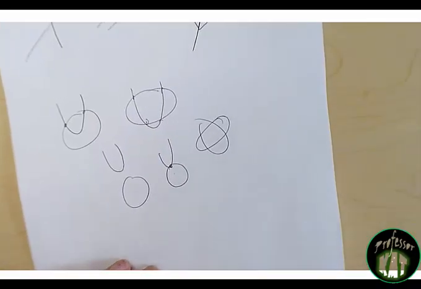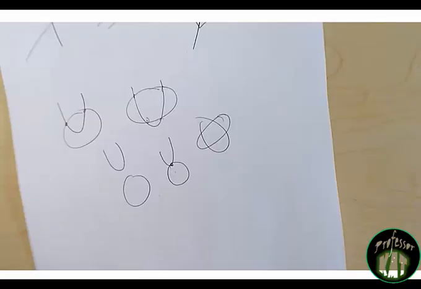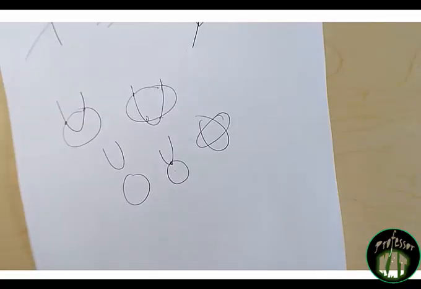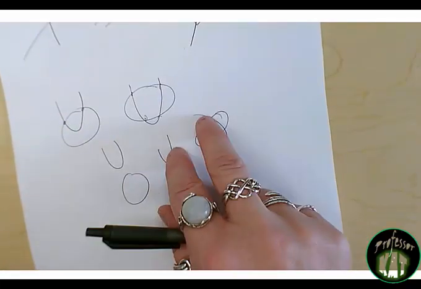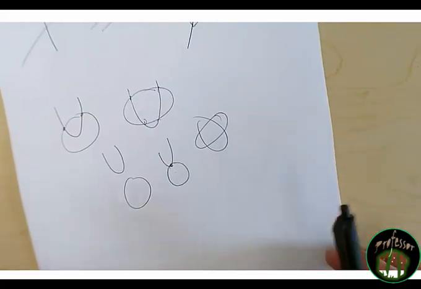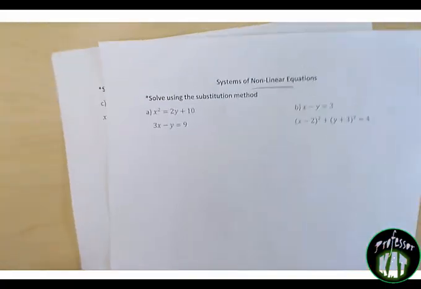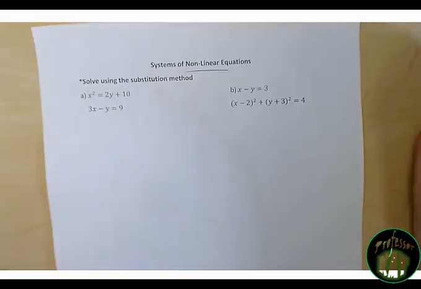So we need to figure out, based off of our actual work, how do we know which of these situations we're talking about? How many different points, how many different overlaps do we have for our functions? So let's go ahead and jump into it using the substitution method.